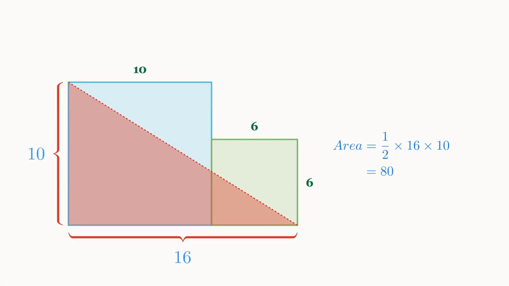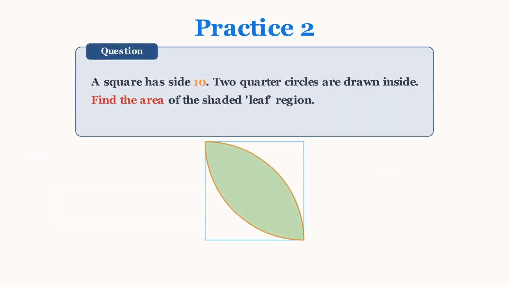Now let's try another one. A square has side 10. Two quarter circles are drawn inside from opposite corners. Can you find the area of the shaded leaf region?